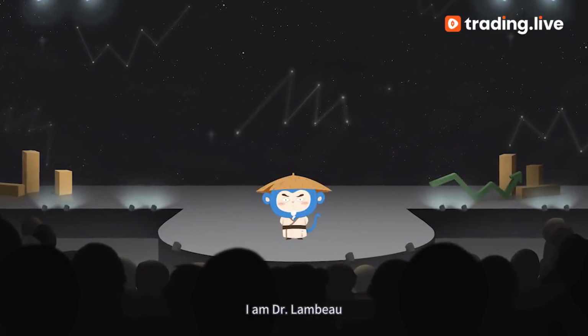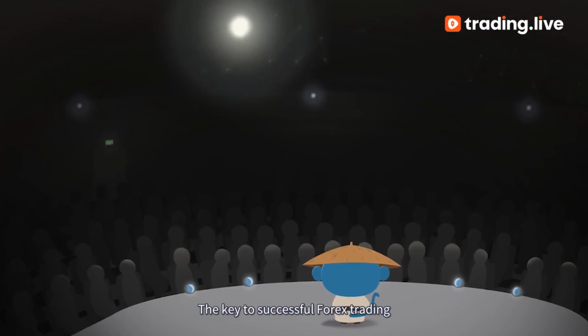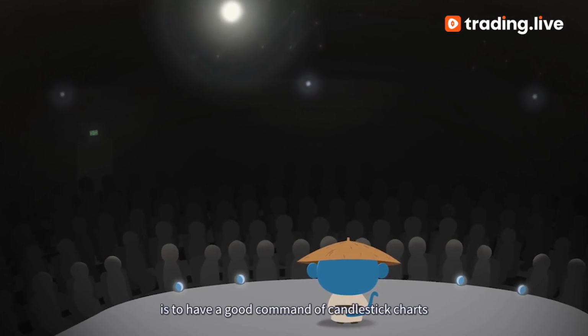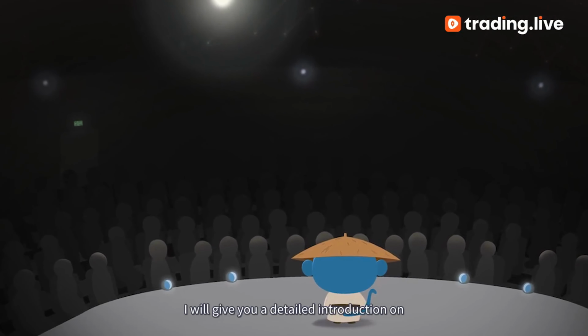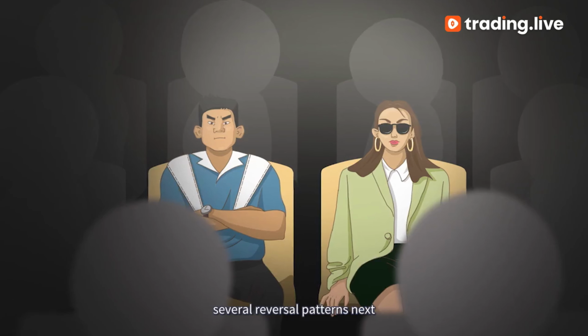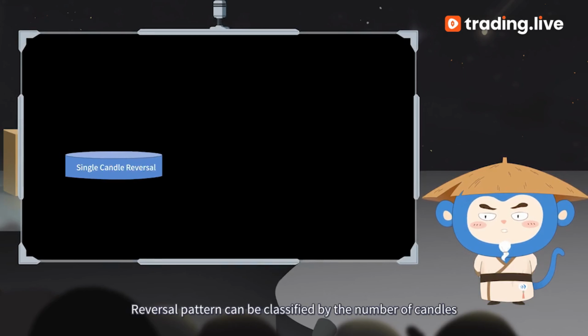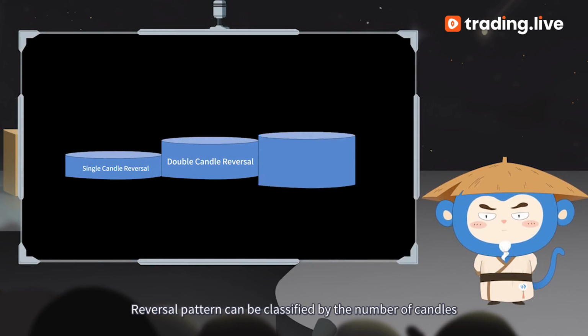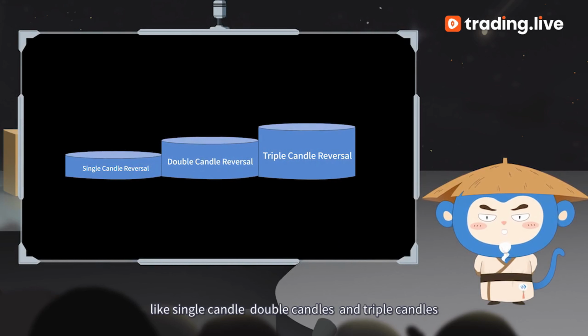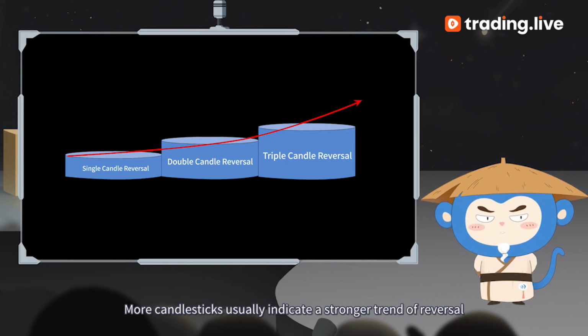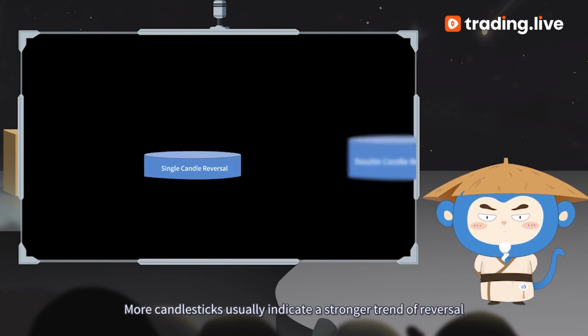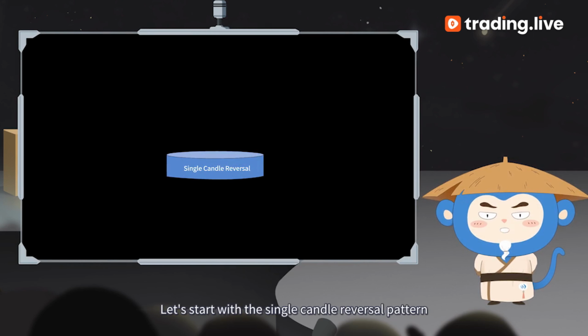I am Dr. Lambeau. The key to successful Forex trading is to have a good command of candlestick charts. I will give you a detailed introduction on several reversal patterns next. Reversal patterns can be classified by the number of candles, like single candle, double candles, and triple candles. More candlesticks usually indicate a stronger trend of reversal. Let's start with the single candle reversal pattern.